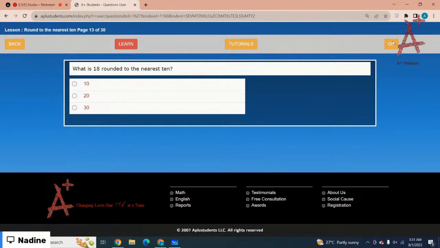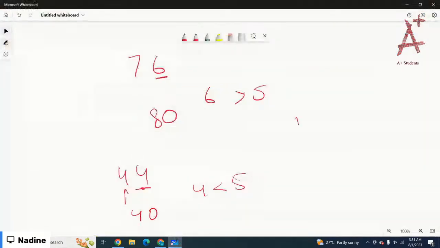What is 18 rounded to the nearest 10? You have to round off 18. So 1 is at the tens position. Right next to 1 you have 8. So 8 is greater than 5. That means you have to round up to the next 10. So 1 plus 1 makes 2 and it will be rounded off to 20. So the correct option is 20.